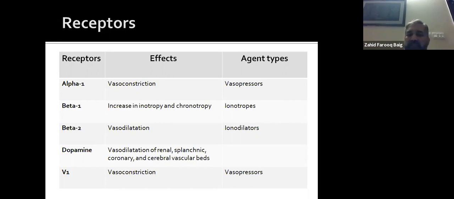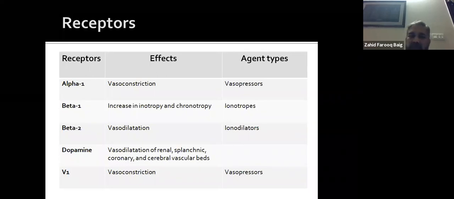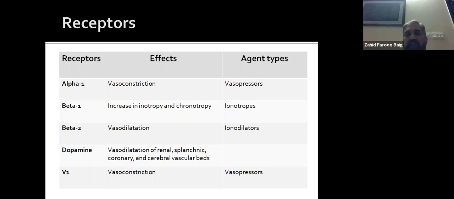Then we have dopamine receptors. These receptors cause vasodilatation of the renal, splanchnic, coronary, and cerebral vascular beds. Dopamine in low doses basically activates these receptors. As the dose increases, dopamine then acts on beta-1 receptors, causing chronotropy and inotropy, and finally on alpha-1 receptors, which leads to vasoconstriction. Then V1 receptors are for vasopressin, and these are on the vessel walls and cause vasoconstriction. And of course, vasopressin is also a vasopressor agent.